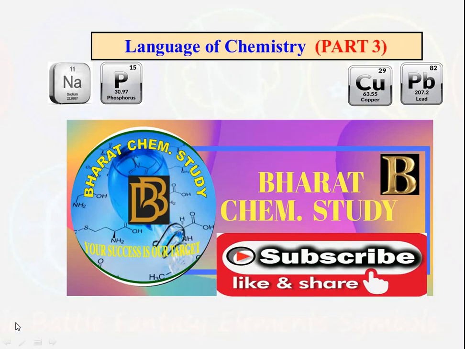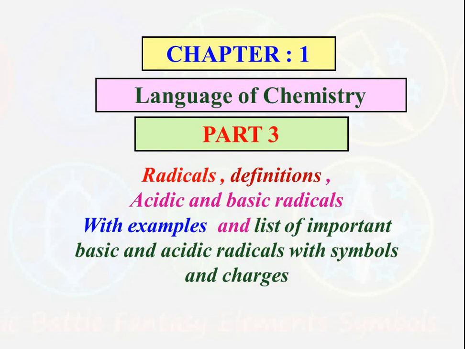Today we are going to study the chapter Language of Chemistry of 9th standard ICSE Board, Part 3. In this Part 3 video, we are going to cover the topics radicals, their definitions, their classification as acidic and basic radicals with examples, and a list of some important basic and acidic radicals with their symbols and charges. So let's study the topics.